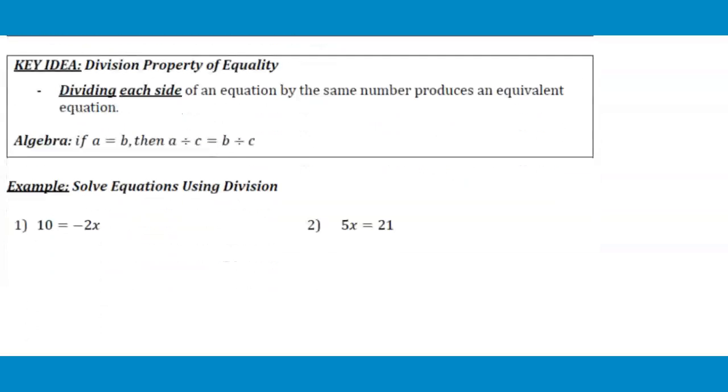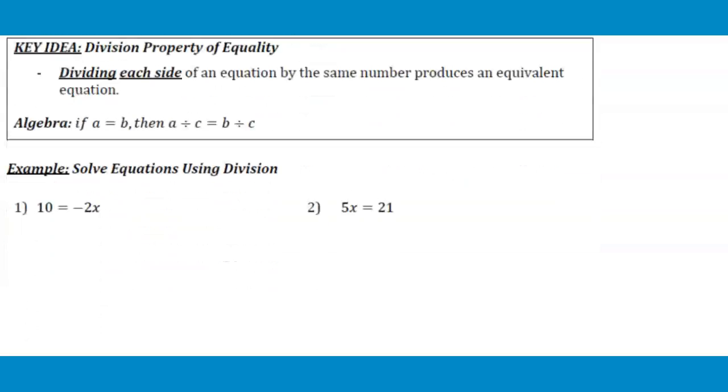10 equals -2x. Now we want to get x by itself, but we have to look and see what's going on with x. It's -2x, which means -2 times x. That isn't subtract 2 from x. That's not what that means. It means -2 times x. So I want to undo multiplication. So what I can do is divide by -2. So -2 divided by -2 will give me 1, and that's what I want.